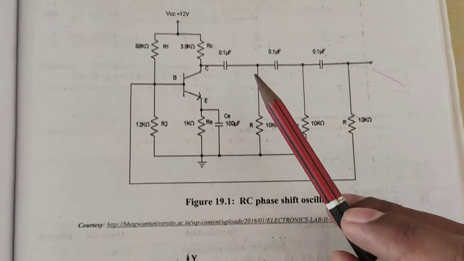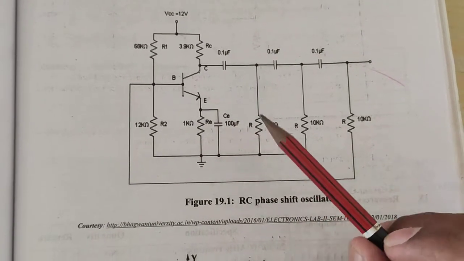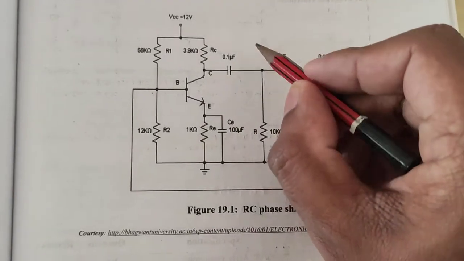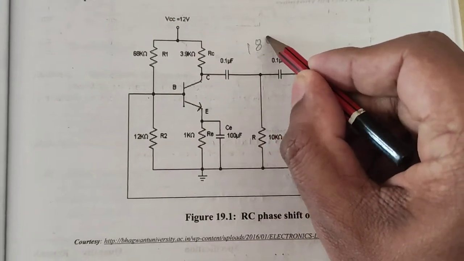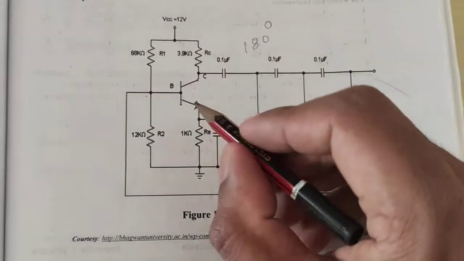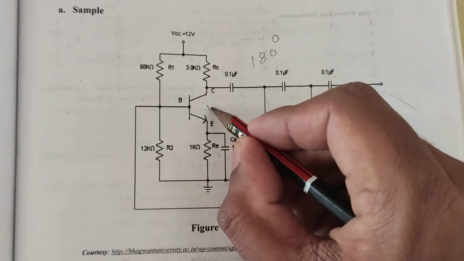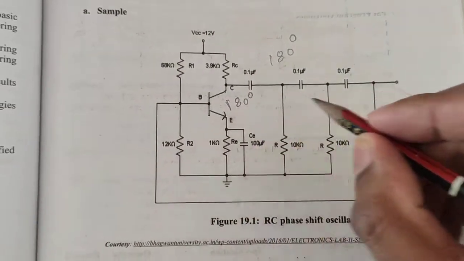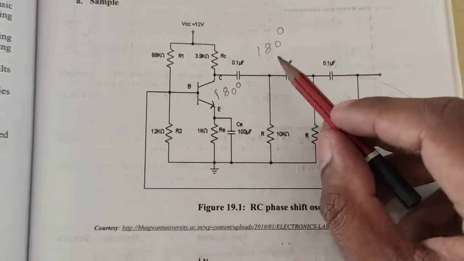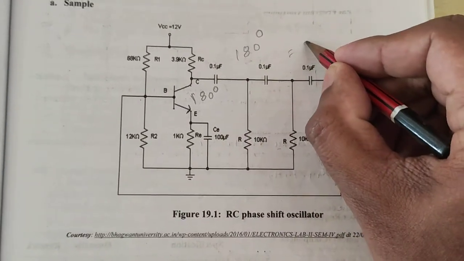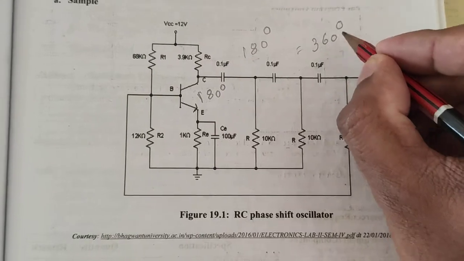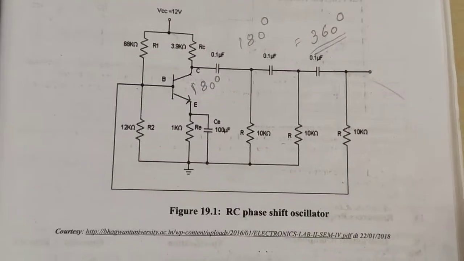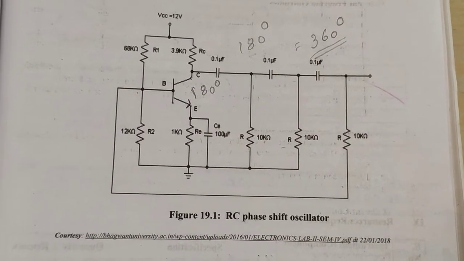Here these RC sections, three sections, will induce a 180 degree phase shift, and the single stage CE amplifier transistor will give another 180 degree phase shift. Combining both these phase shifts, you will get a 360 degree phase shift, and this is the principle of, or you have studied, the Barkhausen criteria for sustained oscillations.